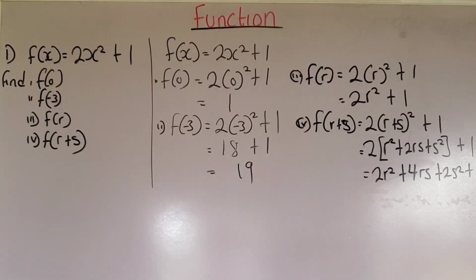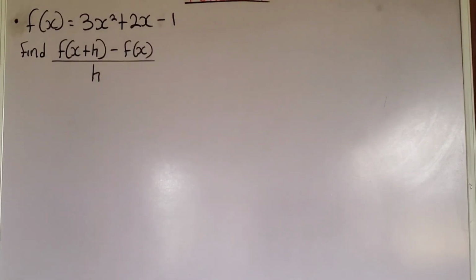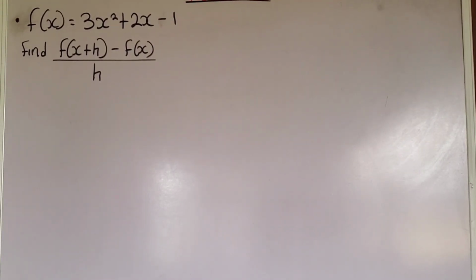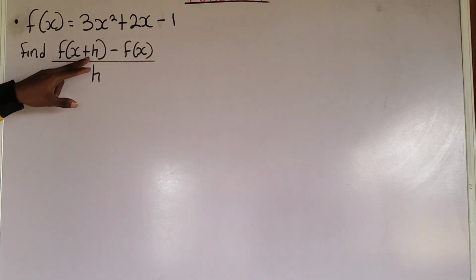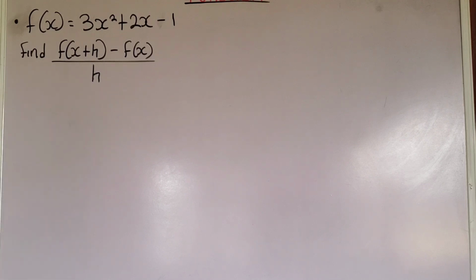Now let's look at a more complex one. Let's consider the question that we have on the board. f of x is equal to 3x squared plus 2x minus 1. We are asked to find f of x plus h minus f of x, all over h. Okay, how do we go about this question? Well, let's first deal with the numerator. The numerator here is f of x plus h minus f of x.